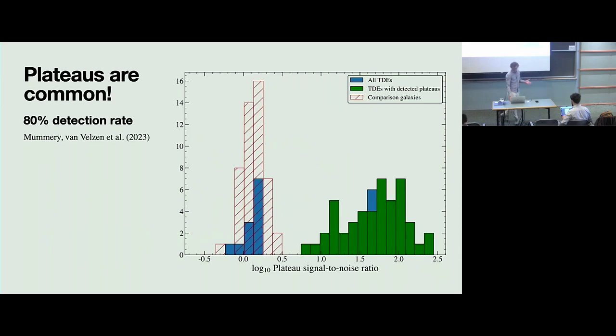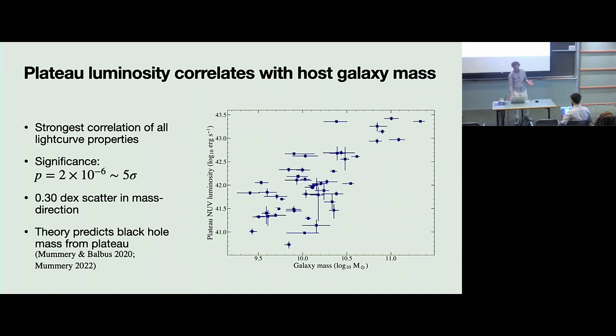And then we measure the luminosity of the plateau, and we compare it to all the other properties that we can measure, and we find the strongest correlation between plateau luminosity and decay and the mass of the host galaxy. So this is really a significant correlation now, almost getting to 5 sigma, and here the scatter is also modest. It's 0.3 dex in the mass direction.